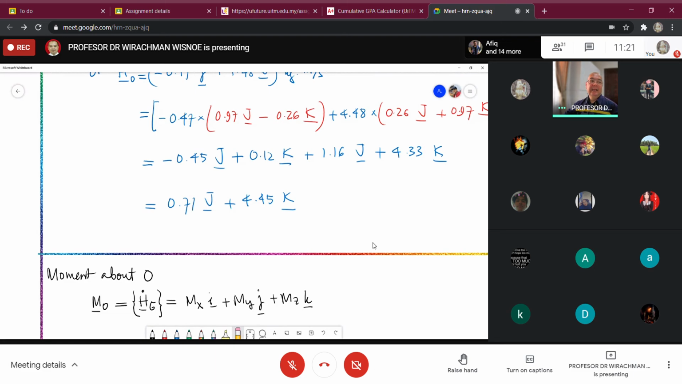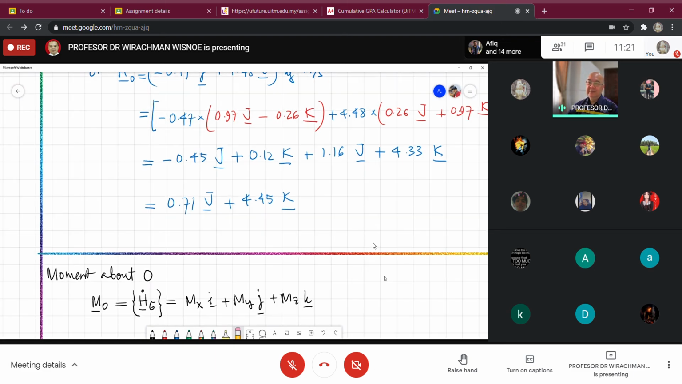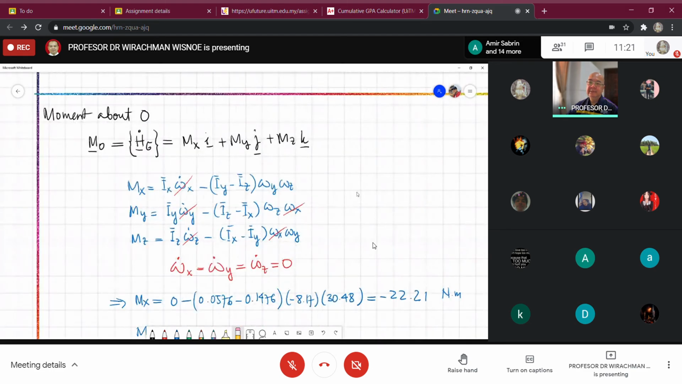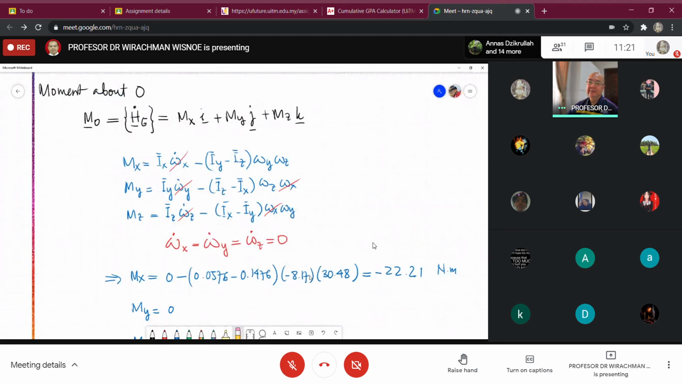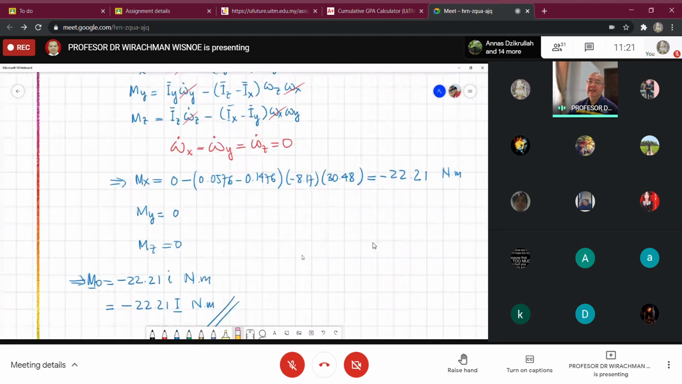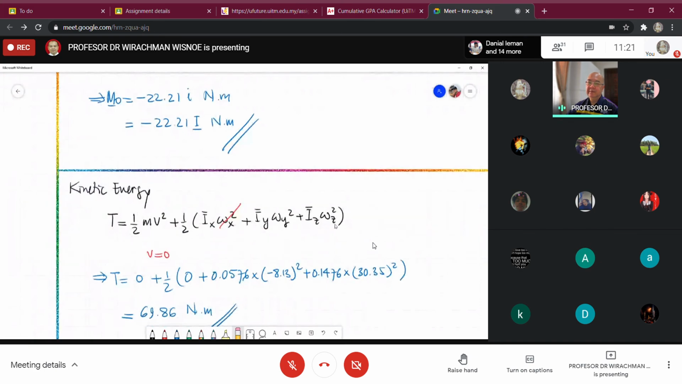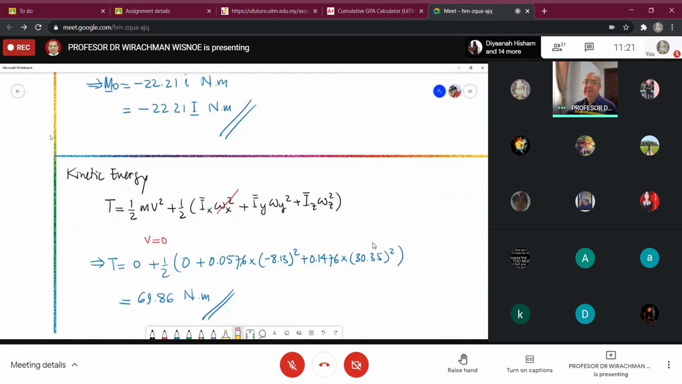Okay, and the moment about point O, again from the slides of Cheramlan, you have this formula. About point O means about the center of mass. Simple. Okay, and then kinetic energy, this one. I go fast because I want you to do this exercise with me.